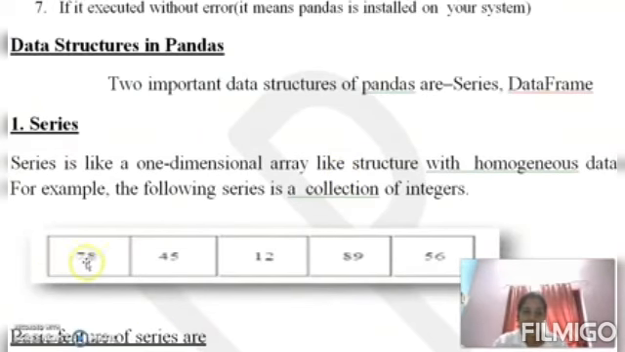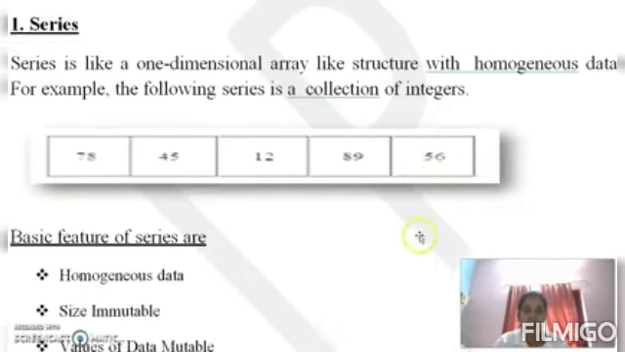For example, here 78 has index 0, 45 has index 1, and 12 has index 2. So index will start from 0. In general, index starts from 0 and goes up to n minus 1. If there are n elements, then the last index will be n minus 1.